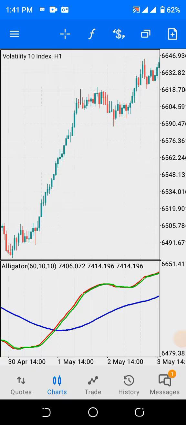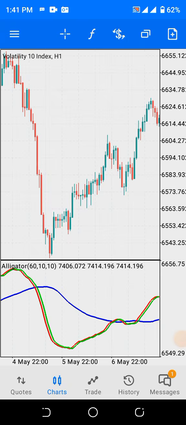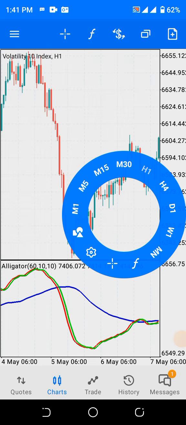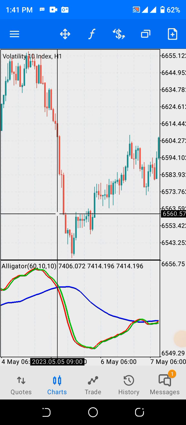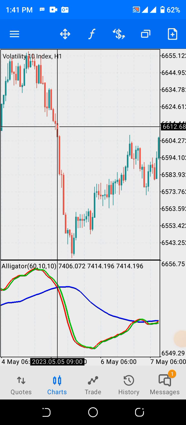See, this is a huge profit. Now at this point, the crossing occurs from up downwards, signifying a clear sell signal. So the point at which the crossing occurs, that is the point where you need to do what? Make your sell entry. Do you understand?